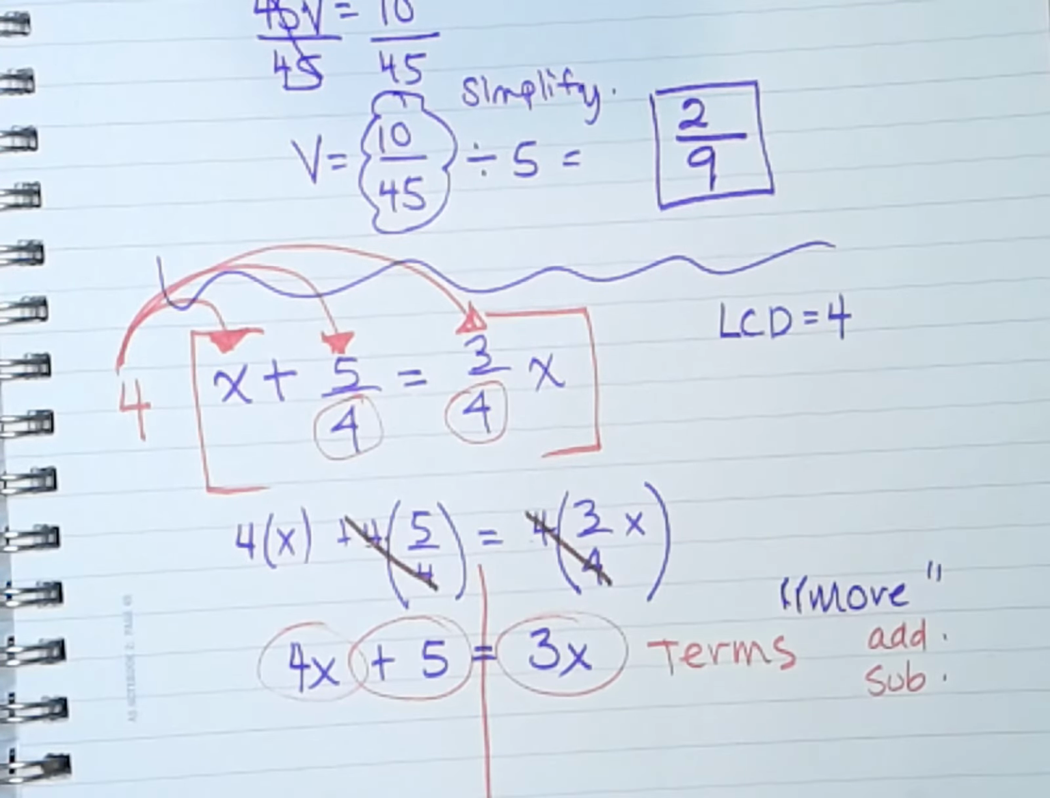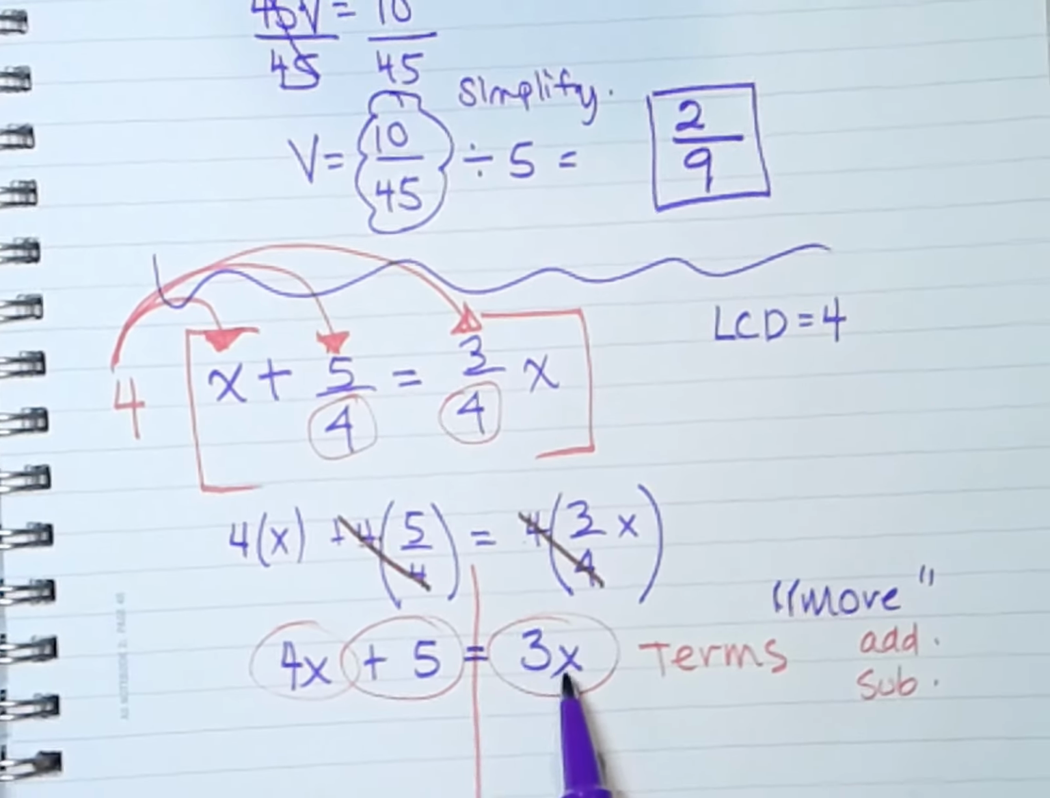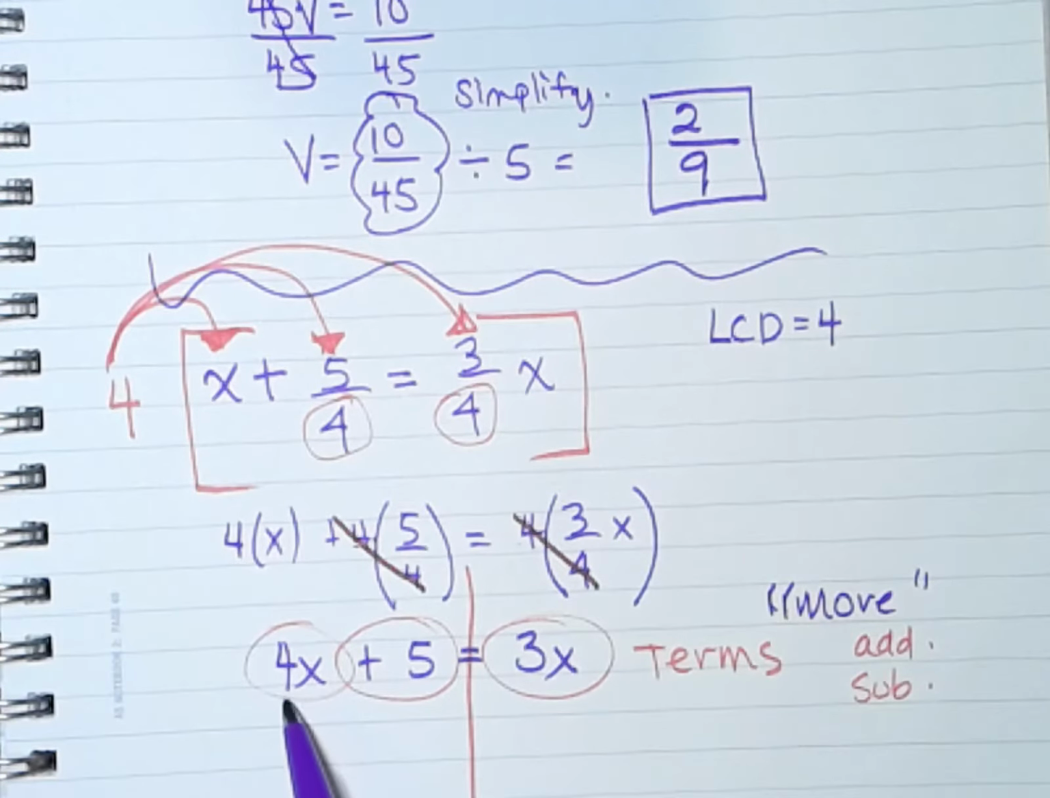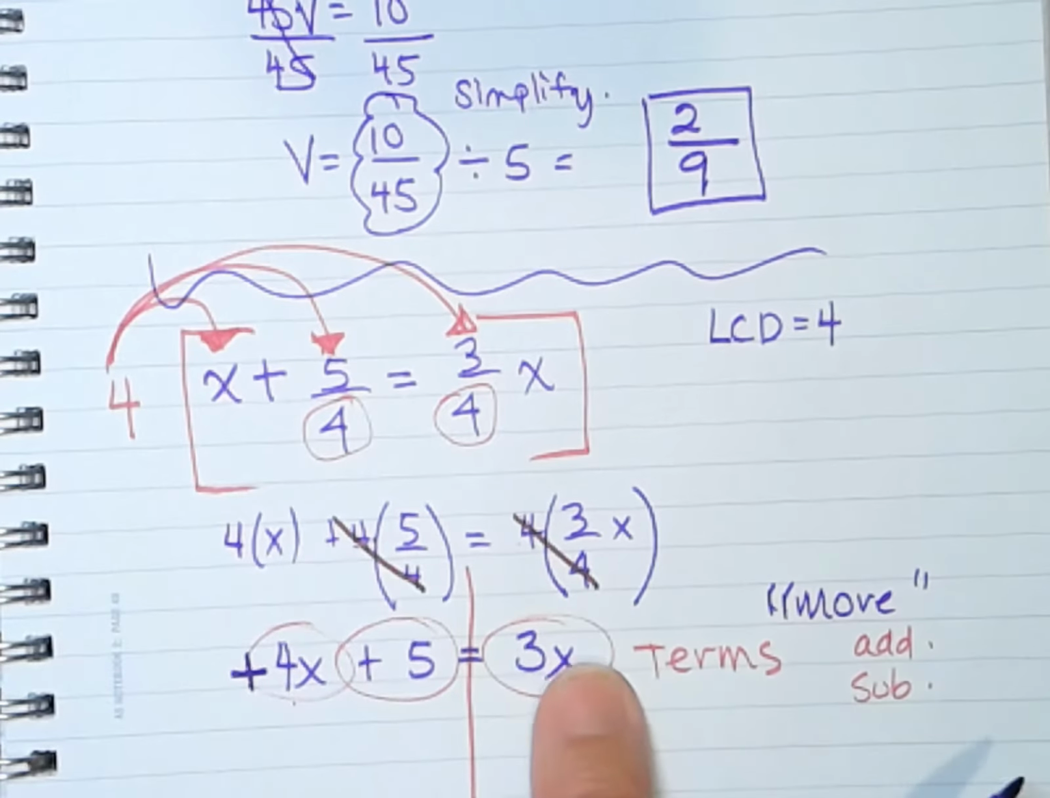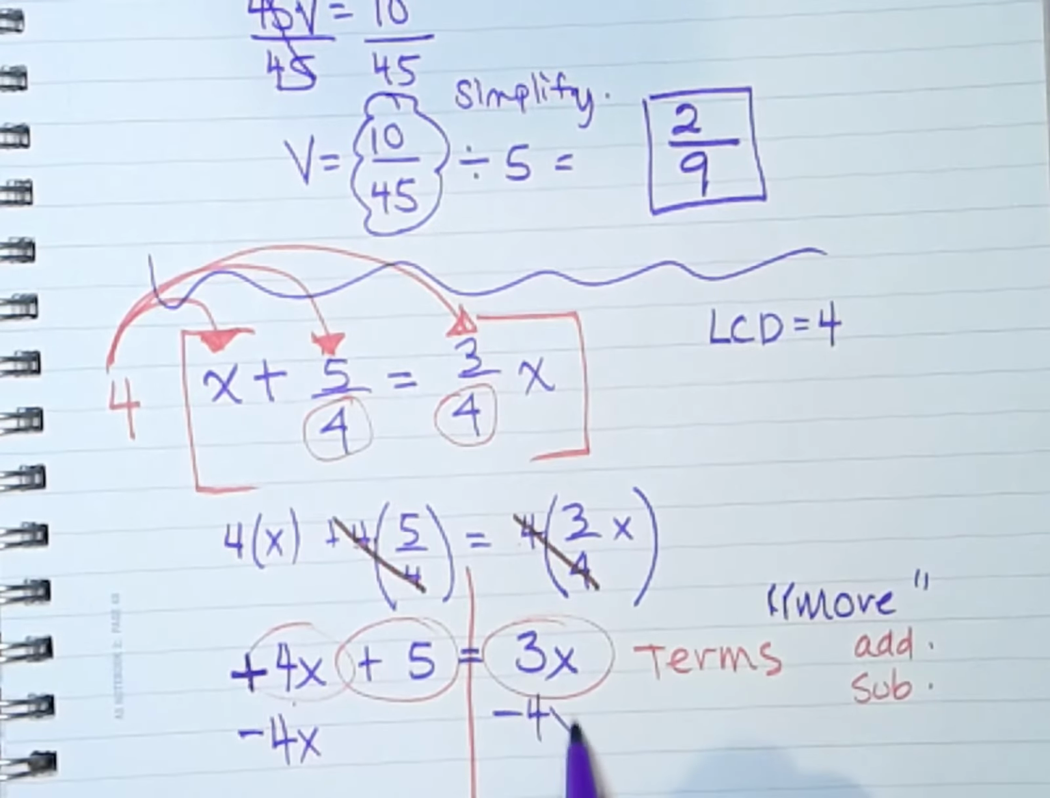So since this x is already over here by himself, my suggestion would be to get this 4x to jump the fence and get over here. Okay? So I can't just stick a 4x over there. That would be illegal. He is a positive 4x, and so to get him to the other side, I have to use his inverse. His inverse would be to subtract. So I subtract 4x from both sides.